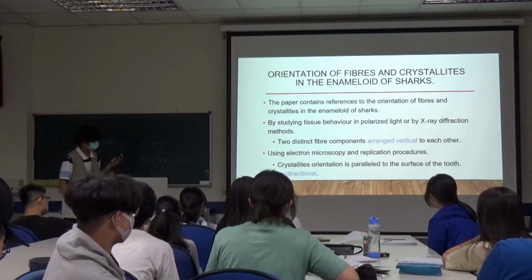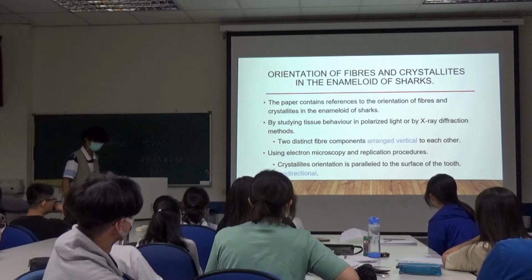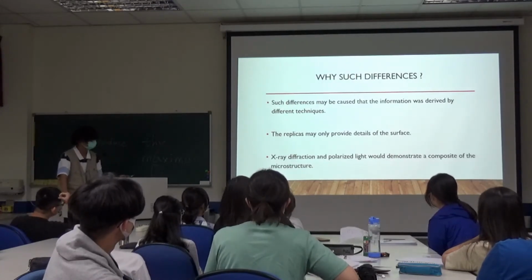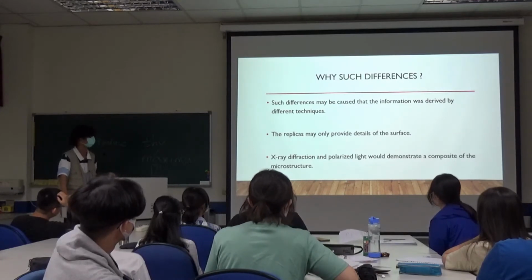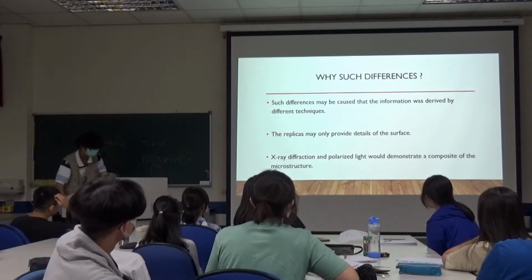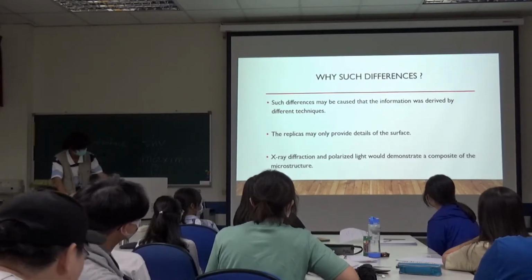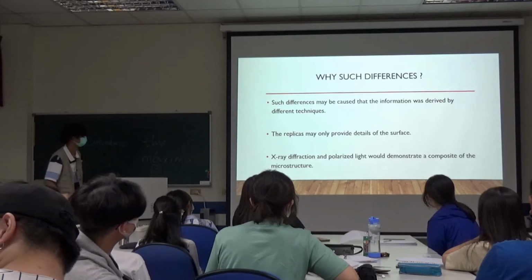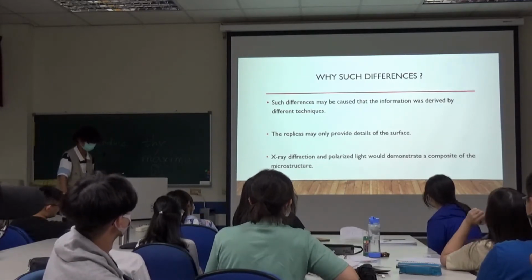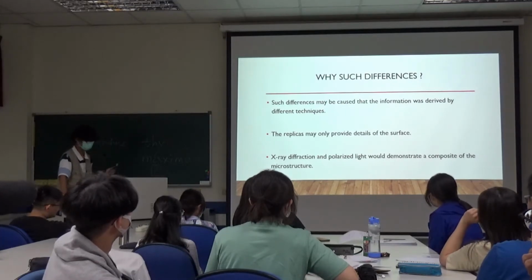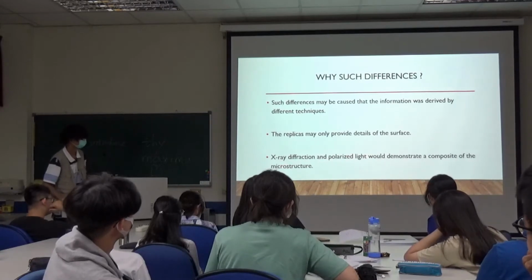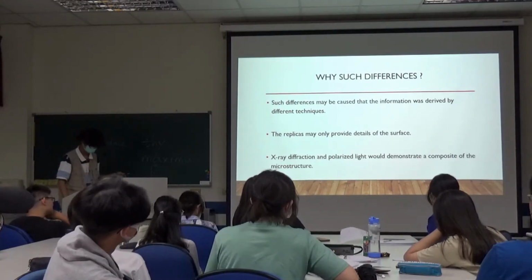So this is the creepy part. Why? That may be because these different results were derived by different techniques. Yeah, makes sense. The replicas only provide the details of the surface, and the polarized light would show a composite of the microstructure. Like it shows the inner part of the enameloid.